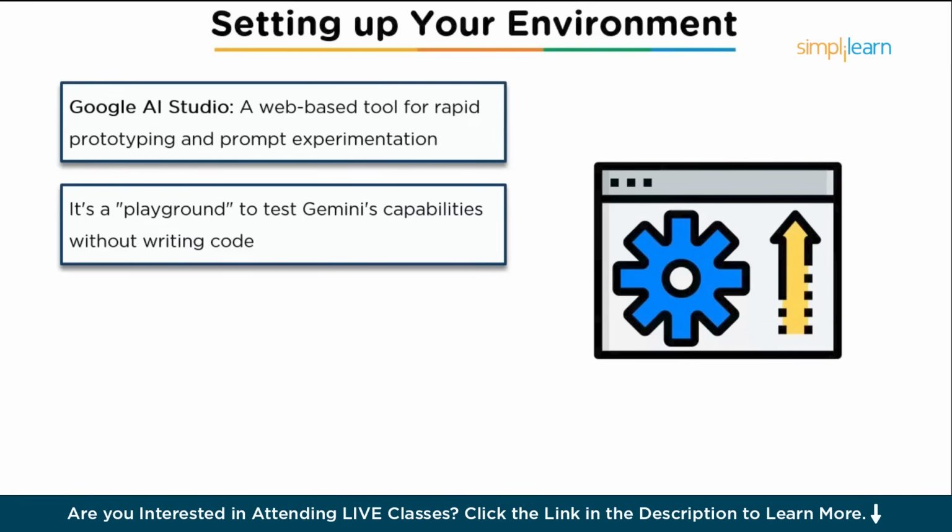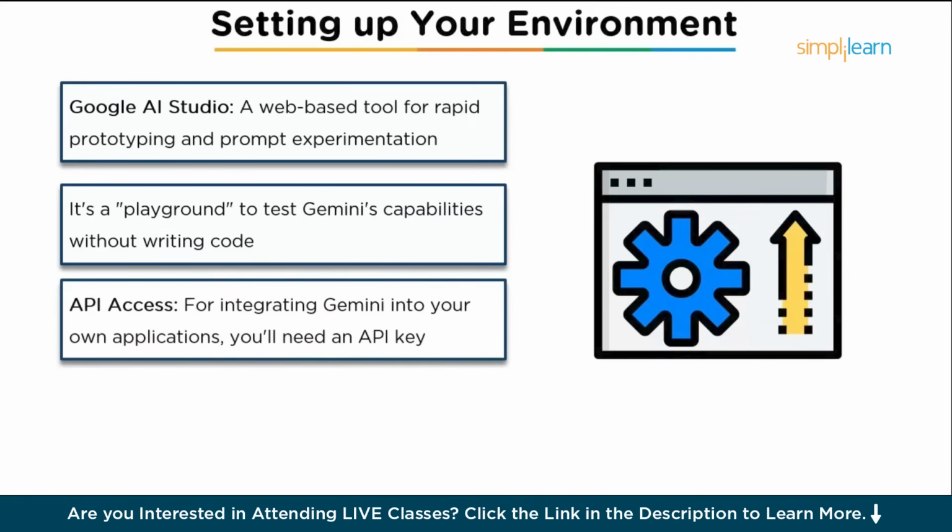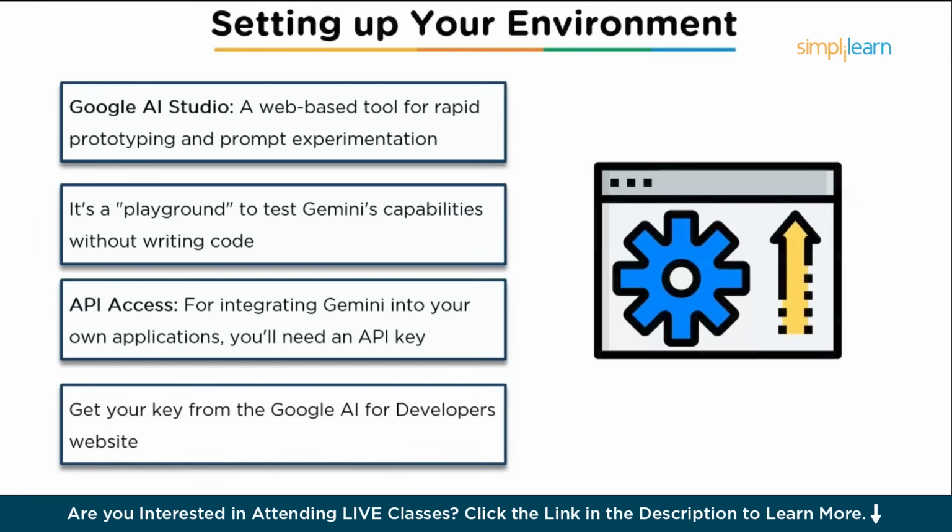If you want to go further and integrate Gemini into your own application, you will need API access. This allows you to connect Gemini models to your software, automate tasks, or build intelligent tools. To get started with the API, you simply need to request an API key from Google's AI developer website. Once you have that key, you can start building powerful AI-driven experiences using Gemini.